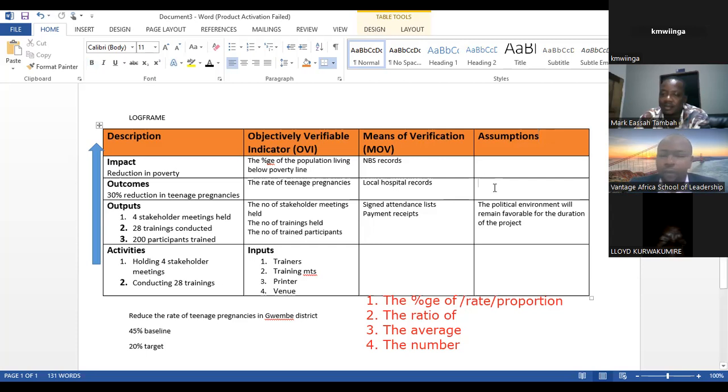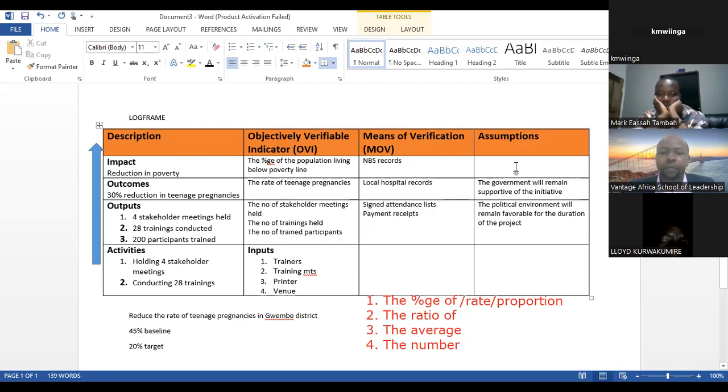So I don't know how you would want to put it. Or for example, the government policy bans sex education in schools. Okay, and that is what you are training these teachers to go and do. But the government says, nah. All right? So we could say something like the government policies will remain, or the government will remain supportive of the initiative.